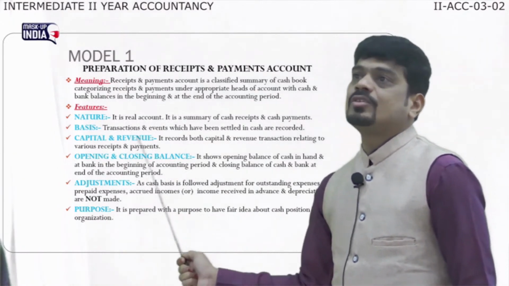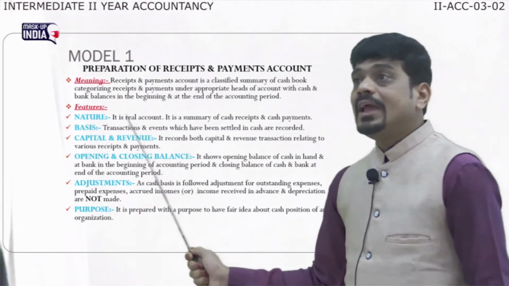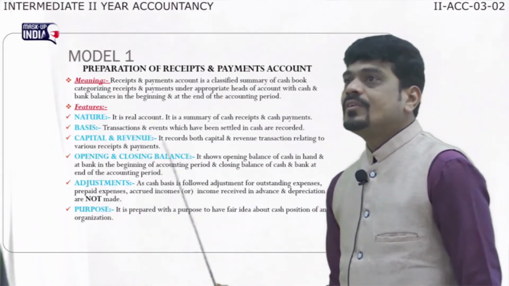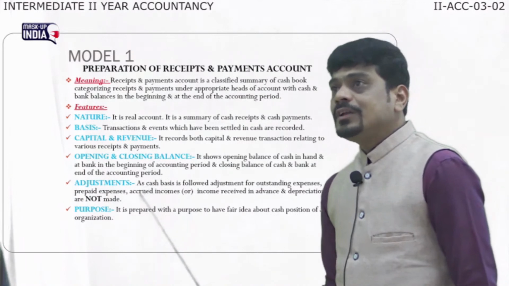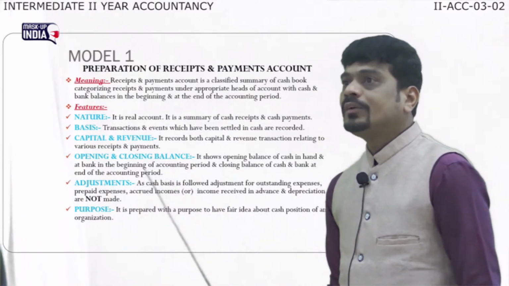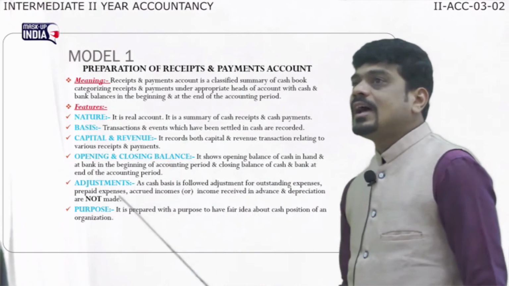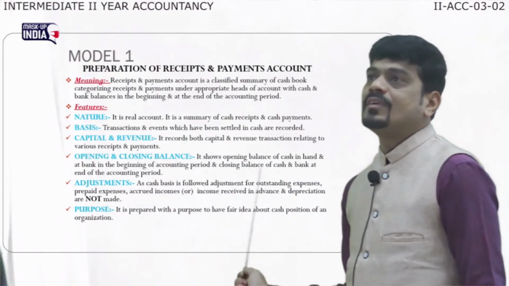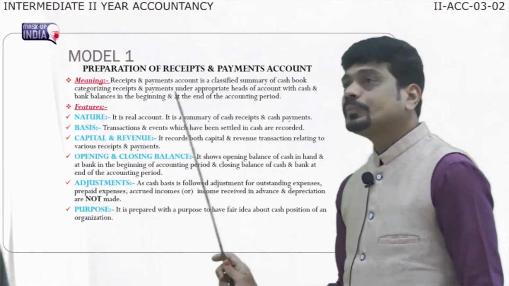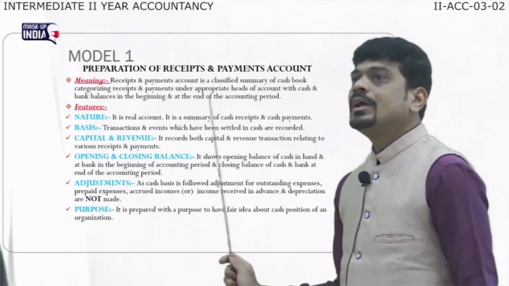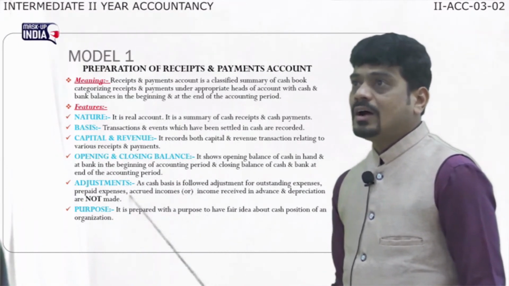In cash basis of accounting, there won't be any adjustment. We cannot give any treatment for the adjustments. What are the general adjustments we come across? Like your outstanding expense, accrued income, income received in advance, depreciations and all. We are not going to record them in the receipts and payments account.